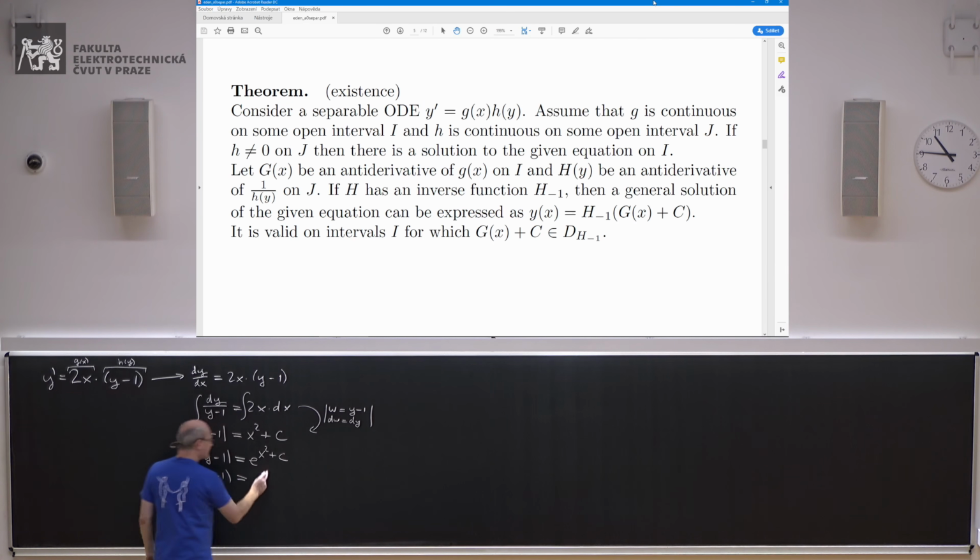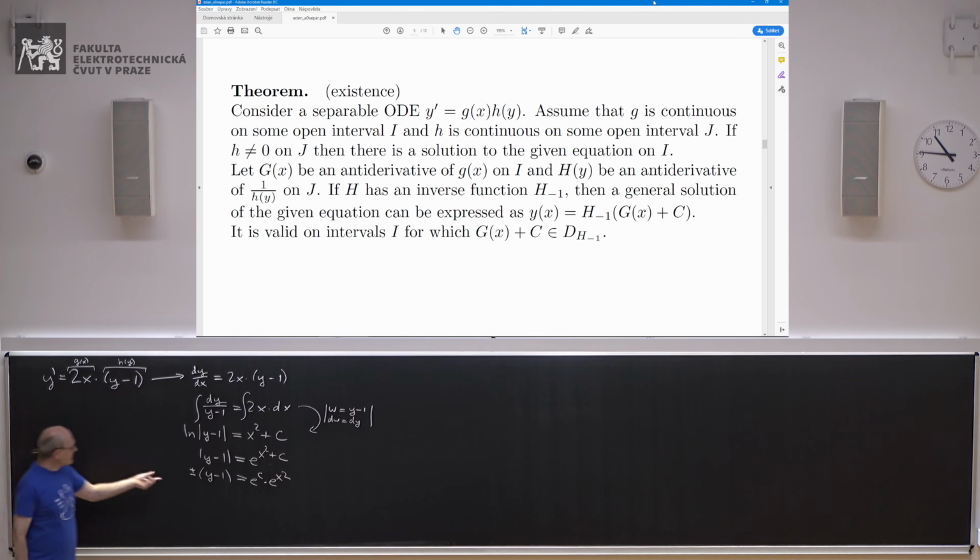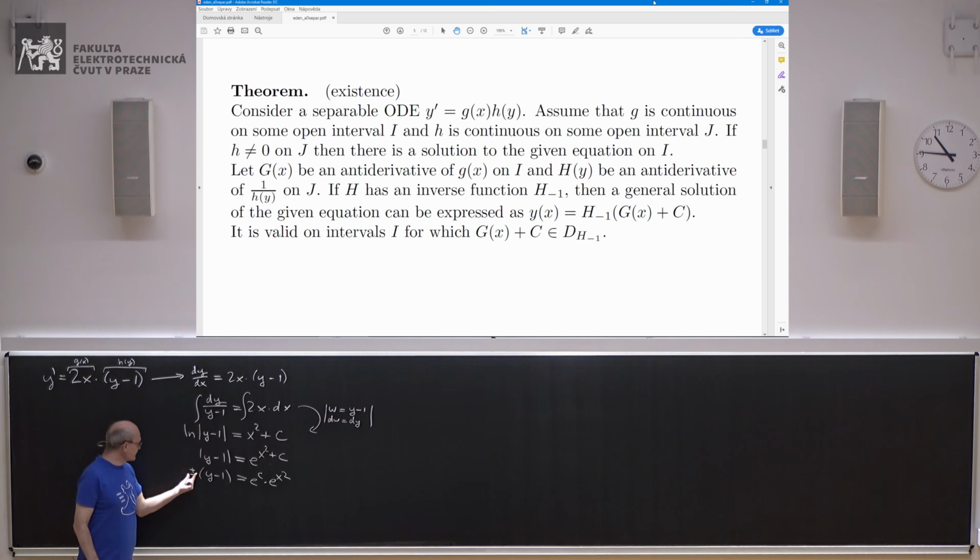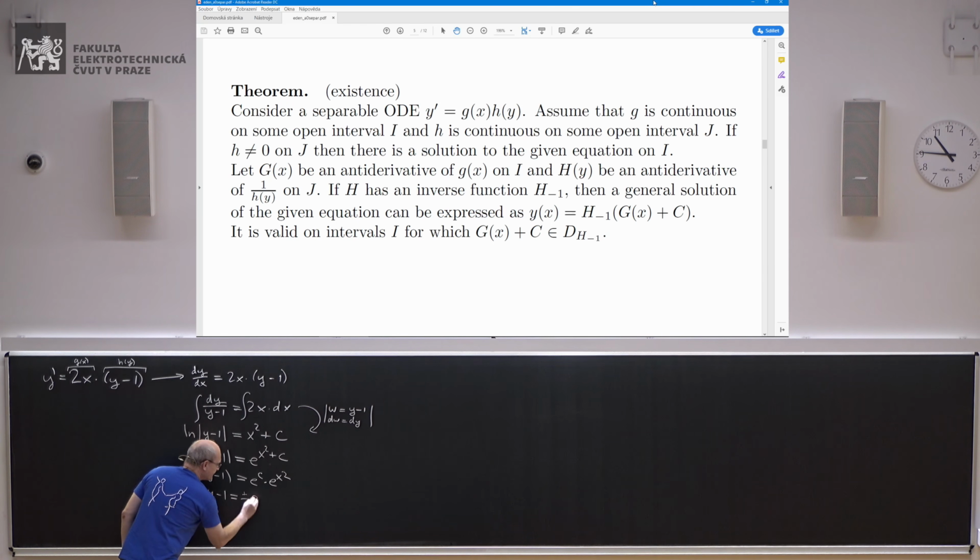Okay, on the right, a simple trick. A basic rule for exponential of a summation. Now I take this multiplication, which is implied here, and move it to the right. If you want to see it that way, I multiply the whole equation, both sides, by plus or by minus 1. And we get y minus 1 is equal to plus minus e to c times e to x squared.